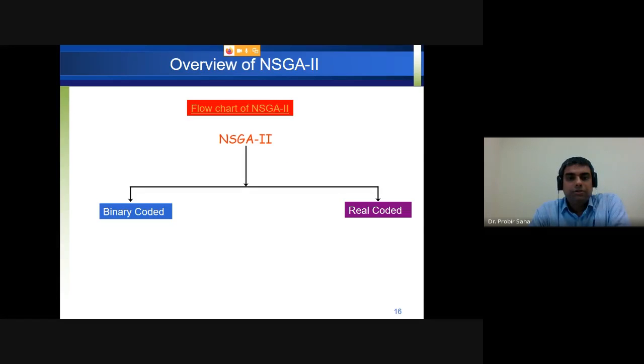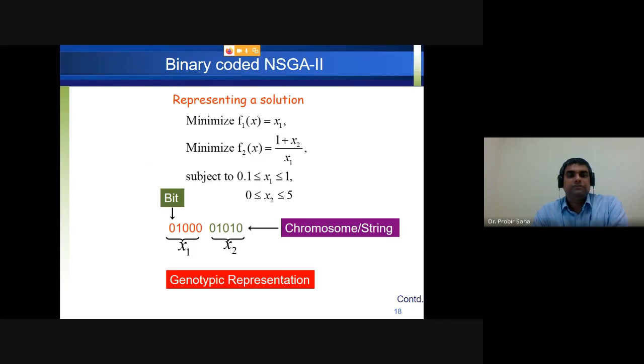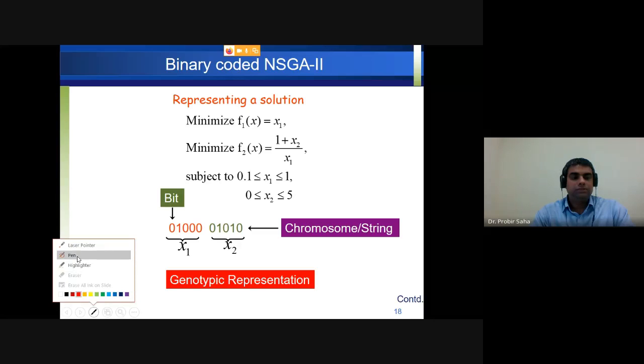Okay. So once I understood this flow chart, we will see the binary coded NSGA2. What is important here? We'll again try to solve this problem so that it will be easier to understand. At least we'll do some sort of hand calculation, because Professor Mahapatra said that he is interested in some sort of hand calculation so that you can understand. So, representing a solution: minimize F1(x), minimize F2(x).